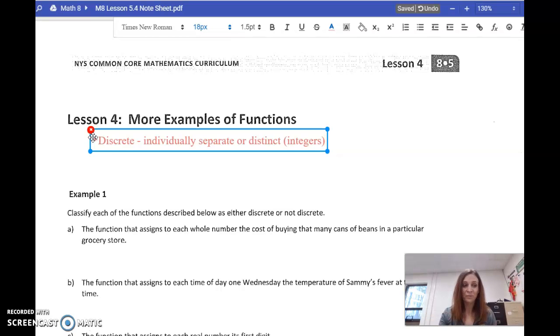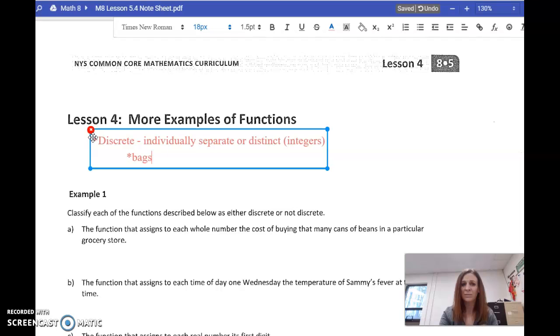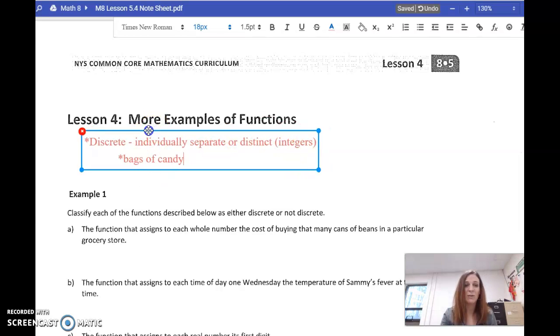For example, if I said bags of candy, you're not going to go to the store and say, hey, I want to buy this bag of candy, but I only want half of it. So let me just rip it in half. No, you have to buy one bag of candy or two bags of candy or three bags of candy. So that would be a discrete function because you can't break things up into fractions or decimals. Integers, right? Positive and negative whole numbers.